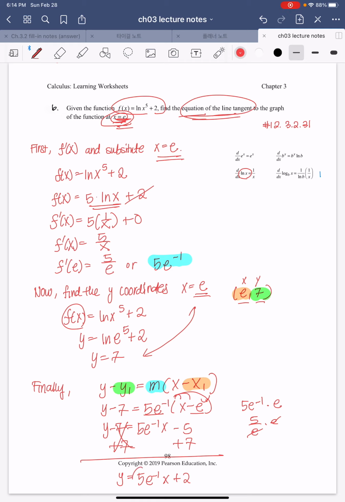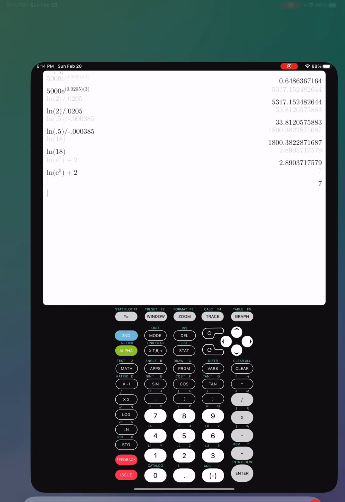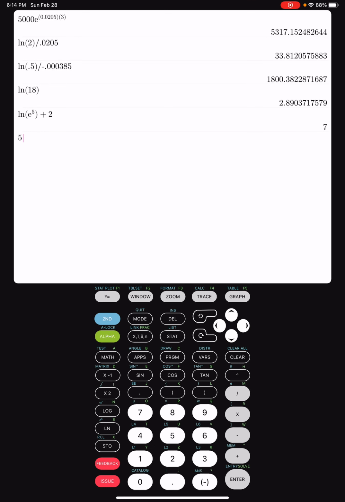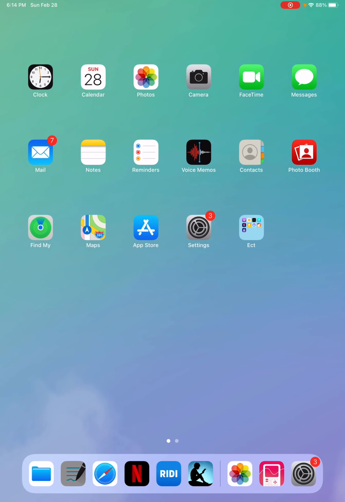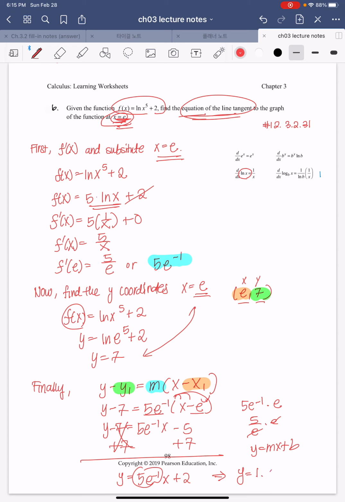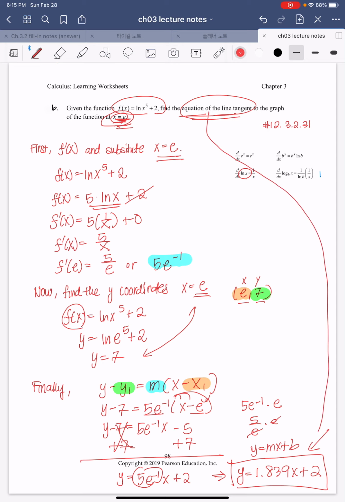Now you can change this one to a decimal number if you like. So you can see y equals mx plus b clearly. 5e raised to negative 1 will be 1.839. So I'll round it to the 3rd decimal place. So this is about 1.839x plus 2. That's my final equation of a tangent line.